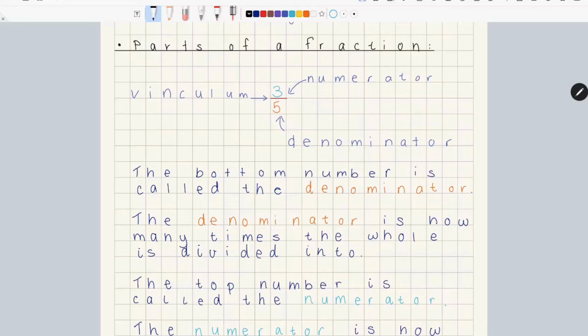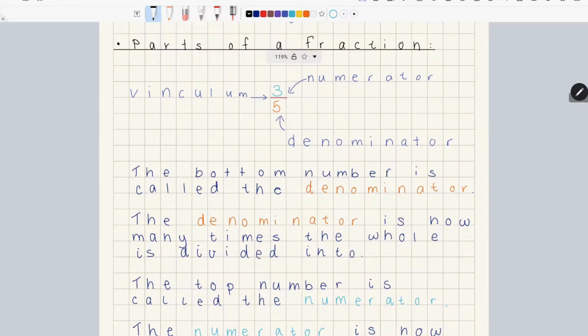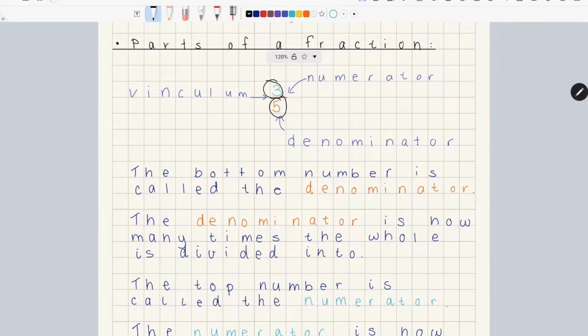Parts of a fraction. A fraction has 2 parts, the numerator and the denominator. The numerator tells us how many parts we have, and the denominator tells us how many equal parts the whole can be divided into. Now, in this example, this one here is the numerator, and the bottom one is the denominator, and the line in between them is called the vinculum.